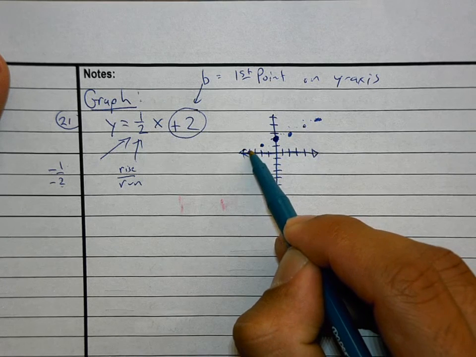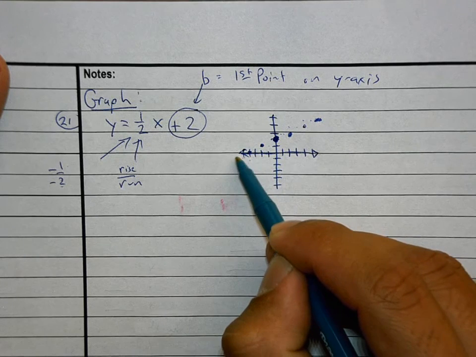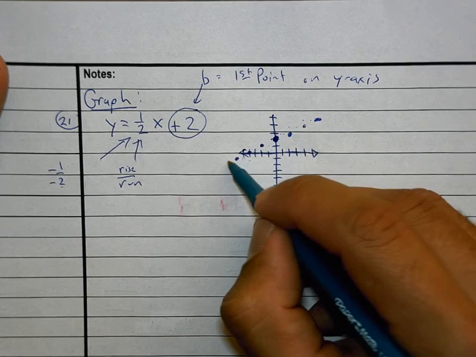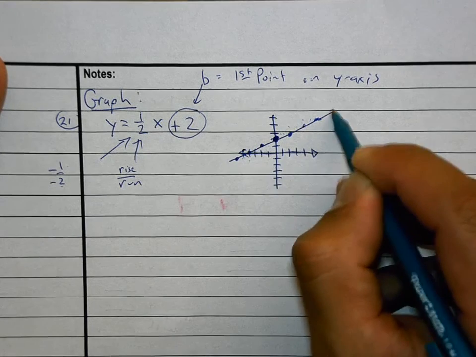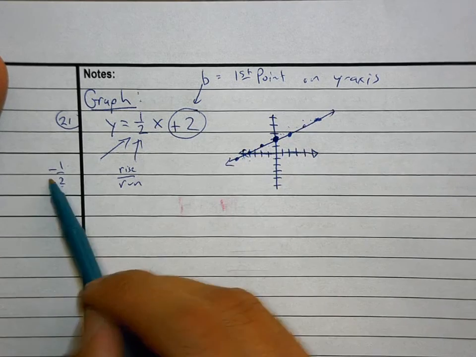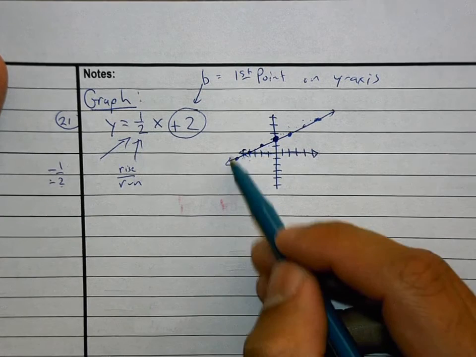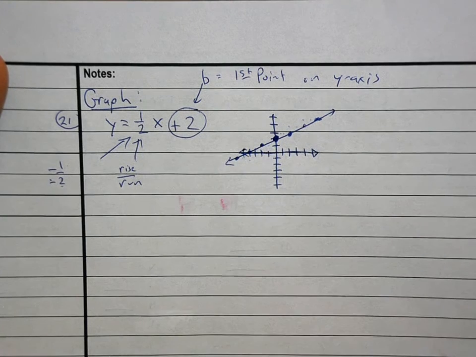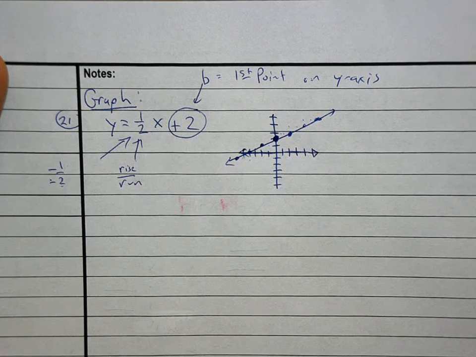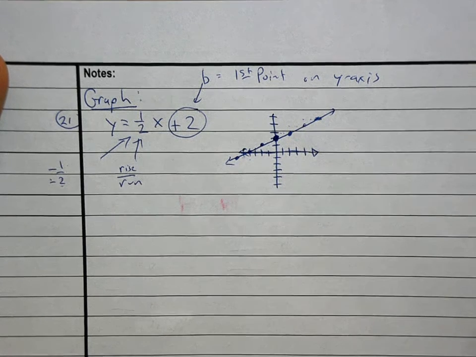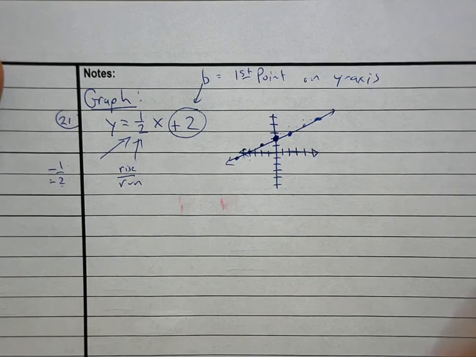Down 1 to the left 2. You advanced kids can also go the other direction and see that that slope is the same as that slope. It should be a positive slope going up and to the right. It is. That's how come I can prove to you a negative divided by a negative is a positive. It's still a positive slope.